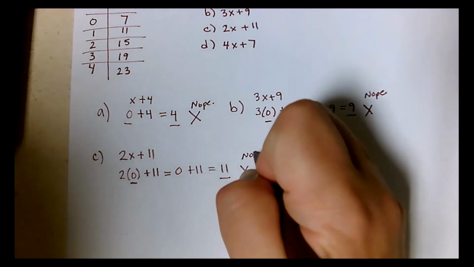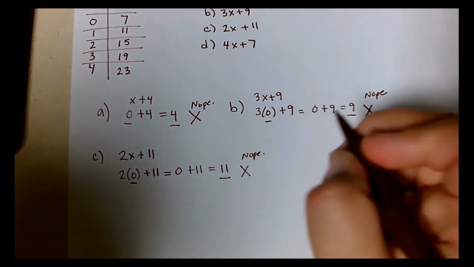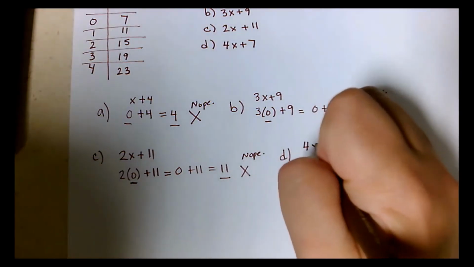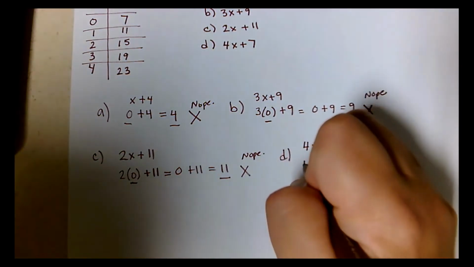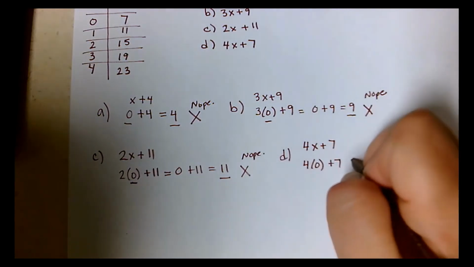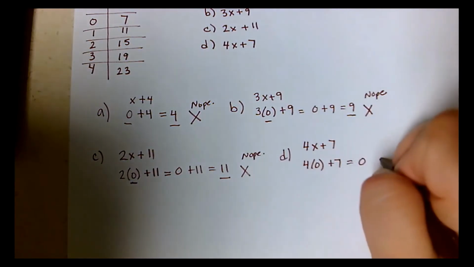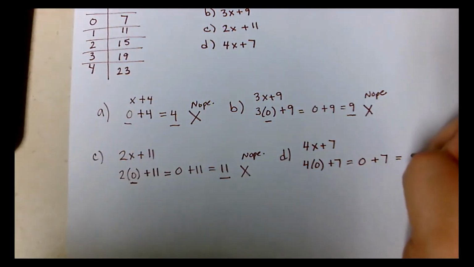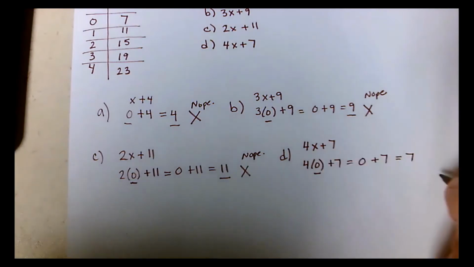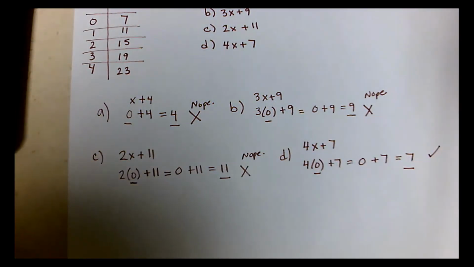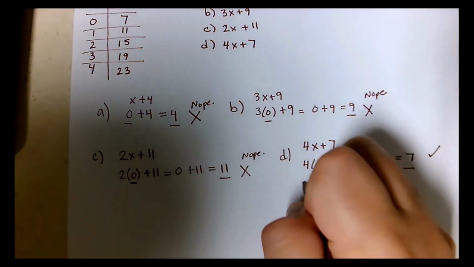Oh, I sure hope it's this last one. Otherwise, it's none of these. All right, D, we have 4x plus 7. So 4 times 0 plus 7. 4 times 0 is 0, plus 7 is 7. When a 0 went in, a 7 came out. That's exactly what I want for an input and output set. Let's check the other ones to make sure they work too.